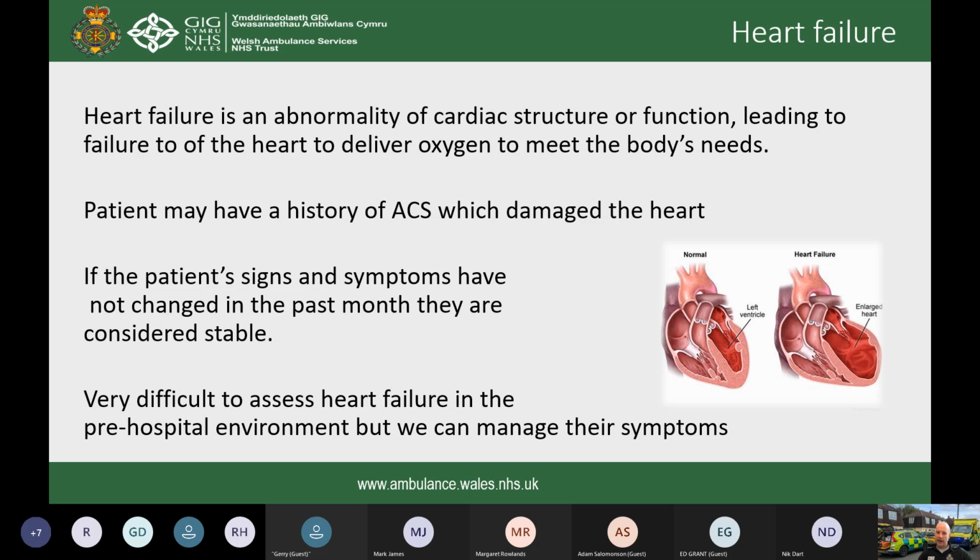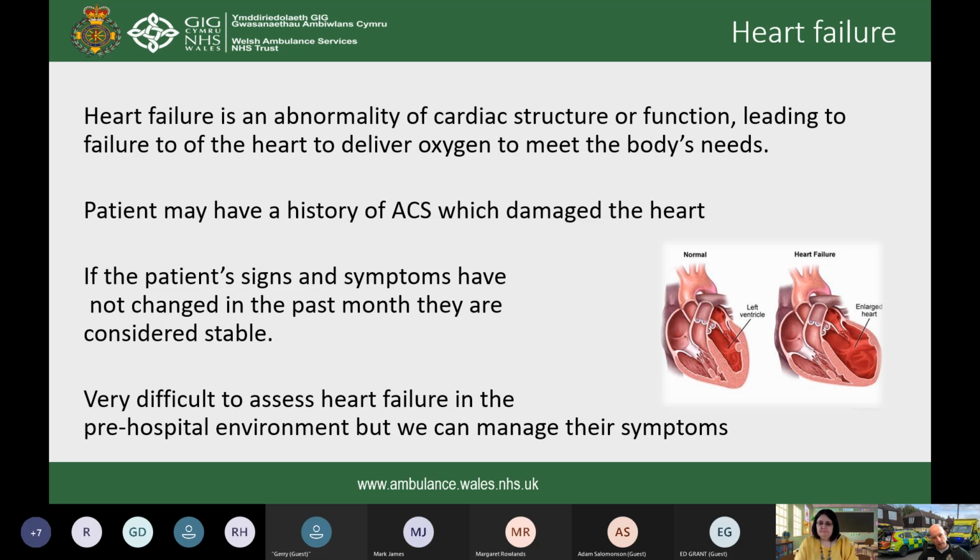So patients with a history of ACS or damage to the heart will normally have heart failure, and if the patient has signs and symptoms of it and they haven't changed in the past month, then it can be considered as stable heart failure, and then you can have unstable if it is not controlled. And there's the picture of it.